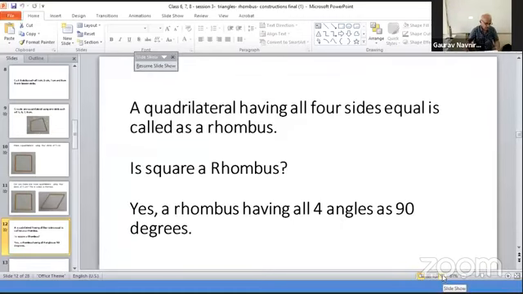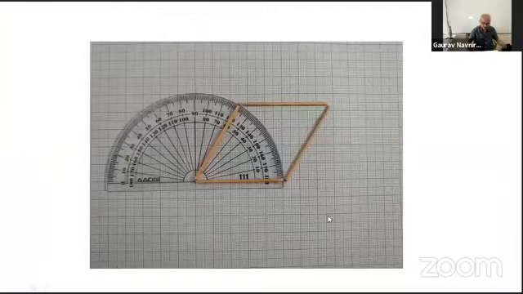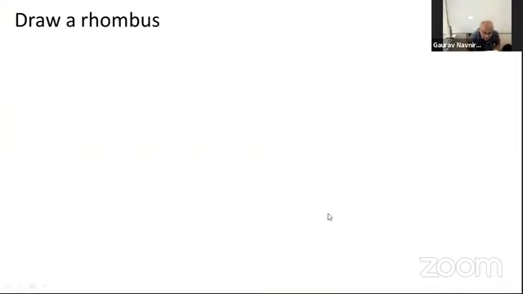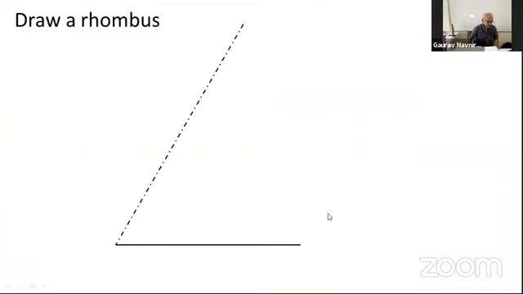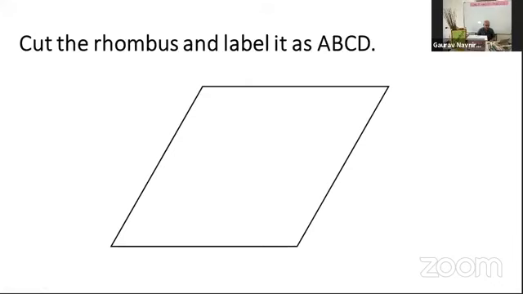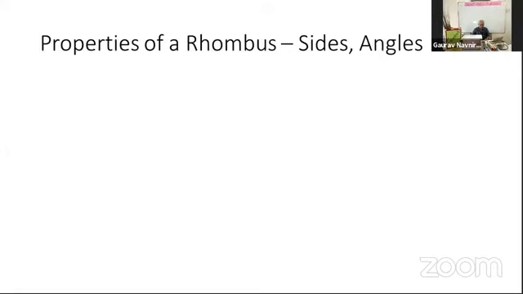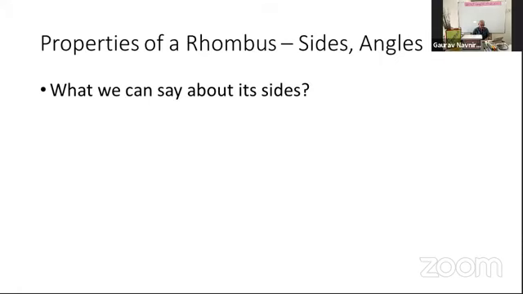So we draw a rhombus. Slide number 16. Label it as ABCD. Now, next slide.